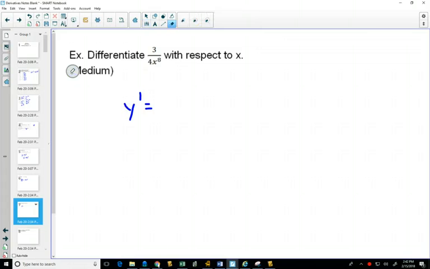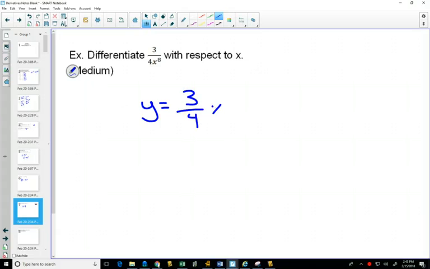Well, before we do that, this one is a medium one because the initial way that it's written isn't written in a way that we could use our power rule. We have to take our original equation and rearrange it a bit. Can you see that I could write it like that? I would need to move that x to the 8 from my denominator into my numerator. And I can do that with my negative exponent rules. And now I can find the derivative.